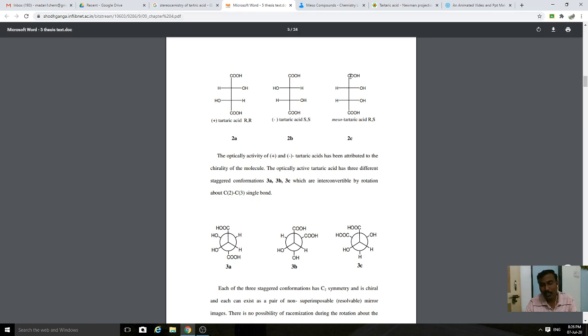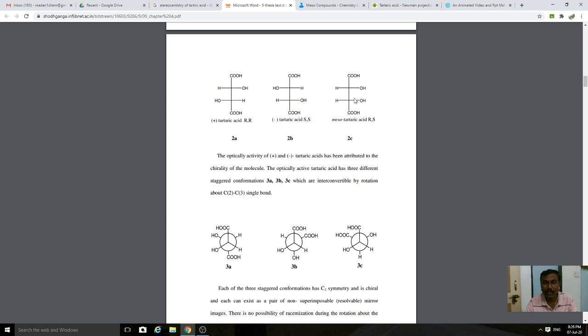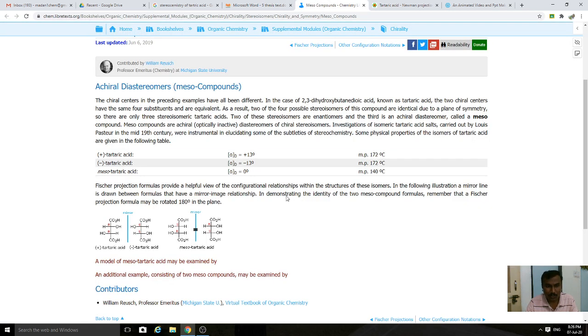So not only the presence of chiral centers shows optical activity; the molecule must not possess any element of symmetry. Let us see the physical properties of these three stereoisomers of tartaric acid.